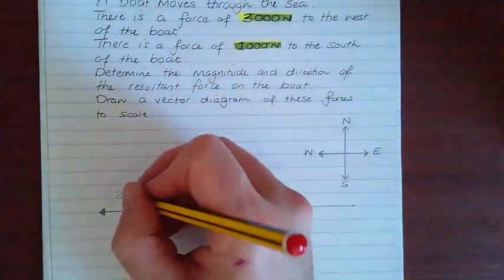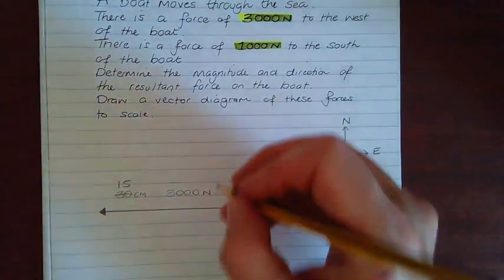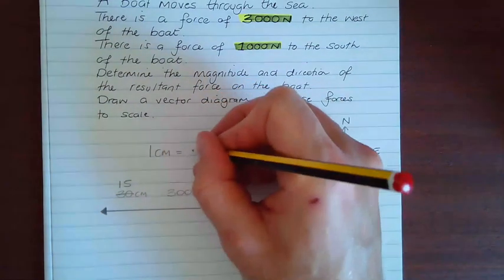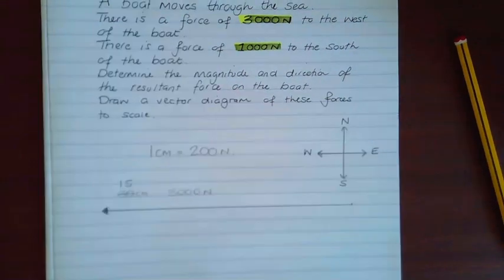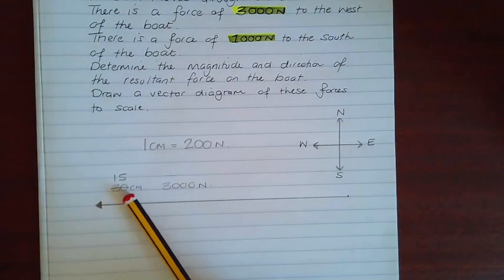So I need to change that. That's actually 15 centimeters. So we can just write a scale here. So 1 centimeter is equal to 200 newtons, and we'll need that for our answer at the end. Right. Luckily I did this in pencil, so I could have just rubbed that out.